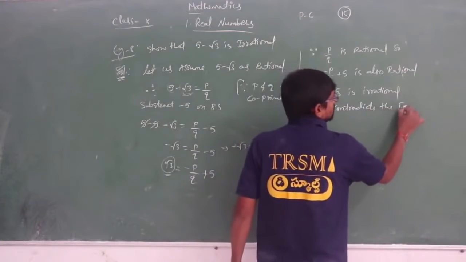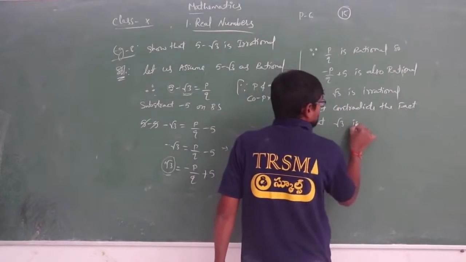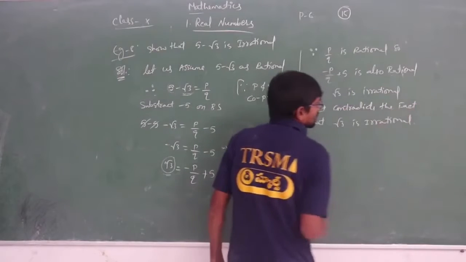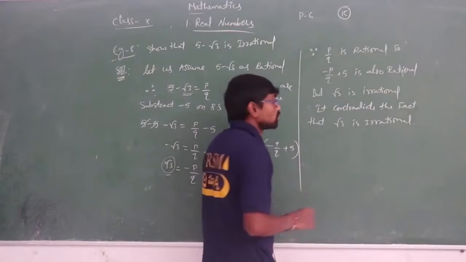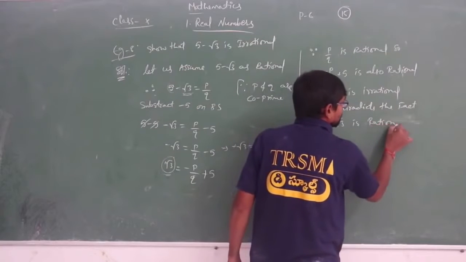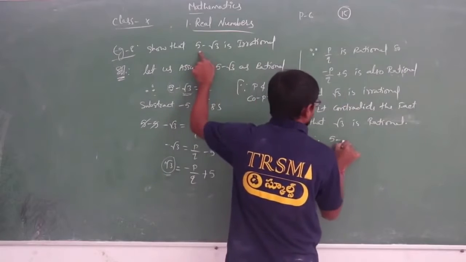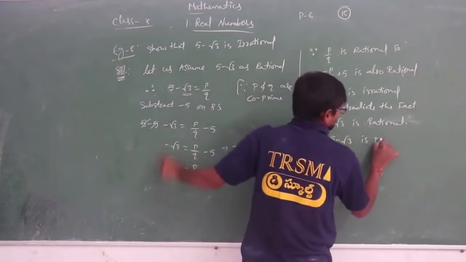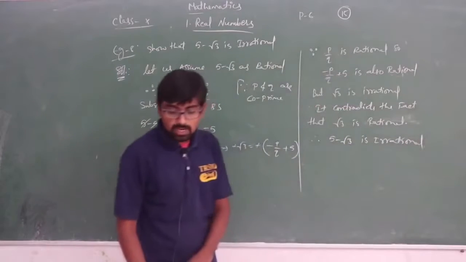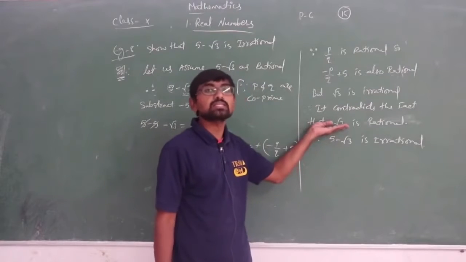the fact that root 3 is irrational. Root 3 is irrational. It contradicts the fact that root 3 is rational. Therefore 5 minus root 3 is irrational. What is the contradiction? By the proof we know root 3 is irrational.